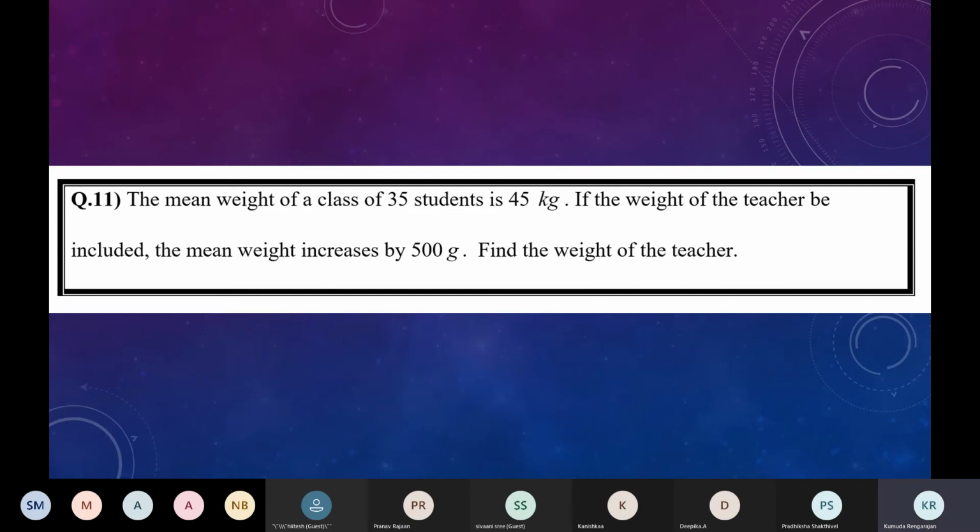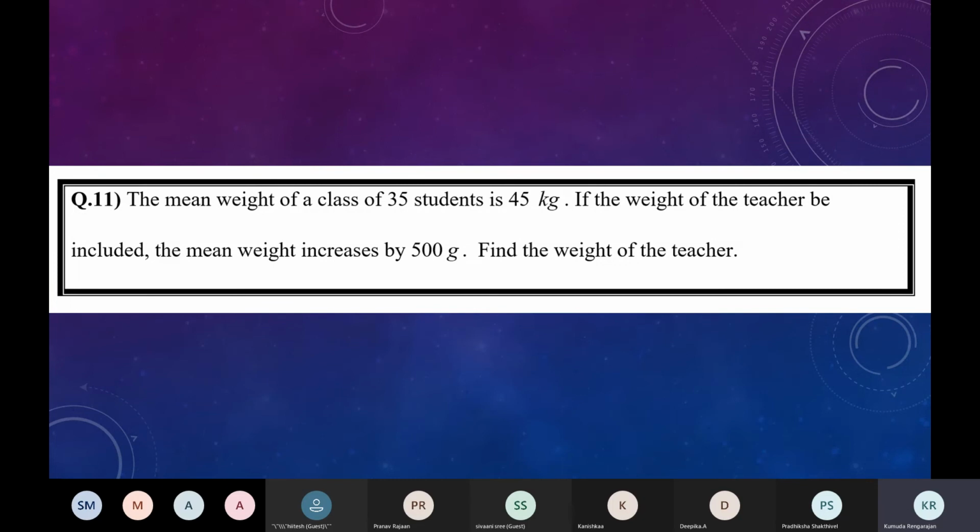All right. I think I gave you sufficient time to ponder. So in the first sentence, the mean weight of 35 students is 45 kgs. So mean is 45, number of students 35. When you multiply the mean and number of students, you will get the sum of all the observations, that is, the sum of the weights of all the 35 students. Now increase the mean by half a kg, 45.5 kg. That's the new mean. And the number of observations will be 36, because 35 plus 1 teacher, 36.